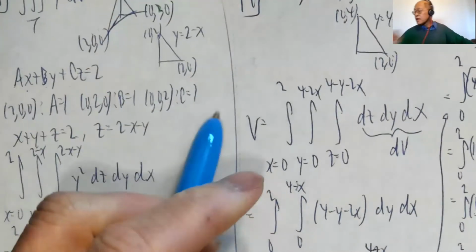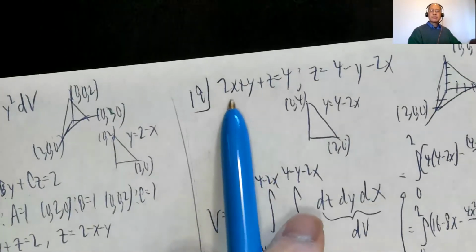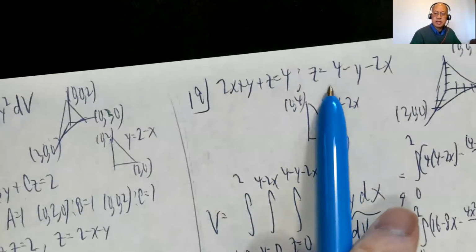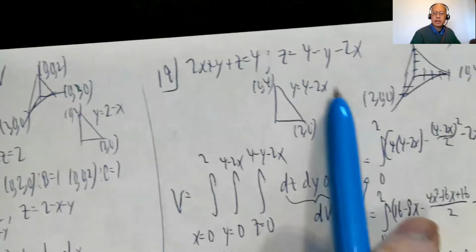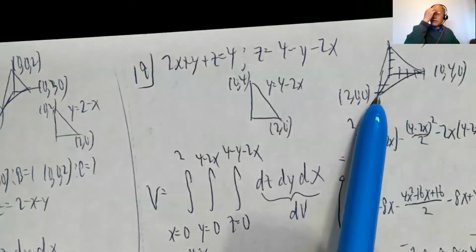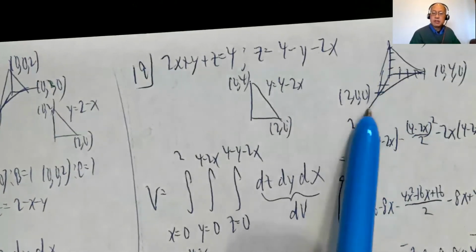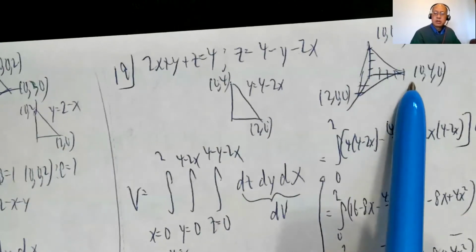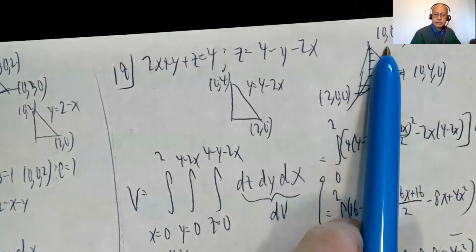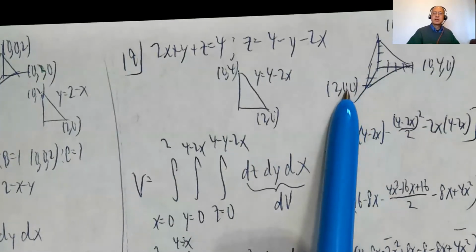Okay, then finally 19 says 2x plus y plus z equals 4. They give it to you like that, but you want to solve for z. Z equals 4 minus y minus 2x. Okay, draw myself the picture. So I found the x, y, and z intercepts, 2, 0, 0, 0, 4, 0, 0, 0, 4. So it looks like this.